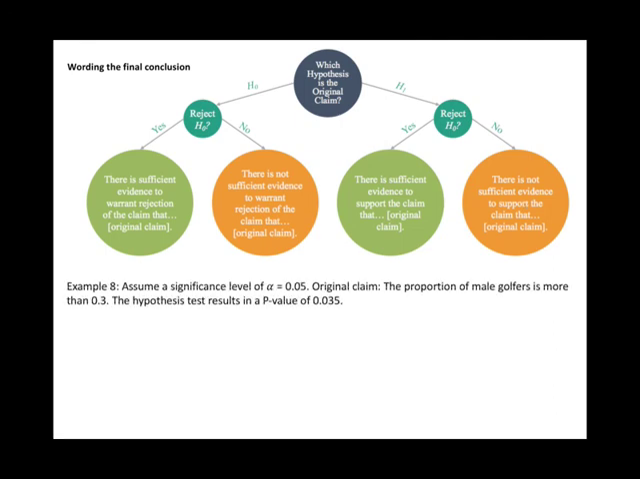Let's try an example. Assume a significance level alpha equal to 0.05. Original claim: the proportion of male golfers is more than 0.3. The hypothesis test results in a p-value of 0.035. So first, state the original claim, the null and alternate hypothesis.